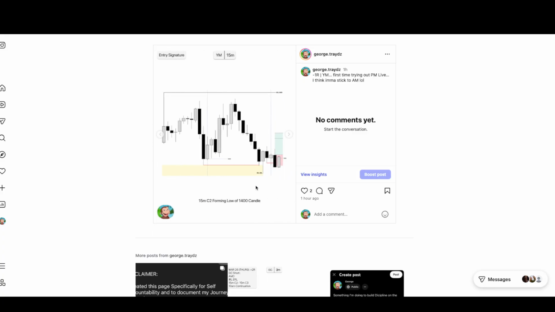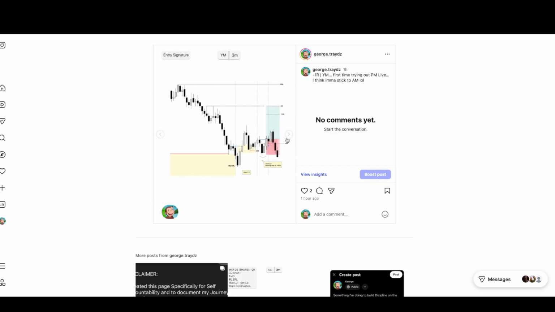From that 1400 candle, what do I look for? 15-minute C2. And because I don't trade at the lowest point, I mean, it's not the lowest point of the day, but here's your first CISD. I waited for that 1400 candle opening because we're about to open up a 4-hour candle.